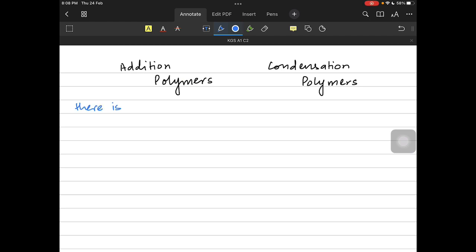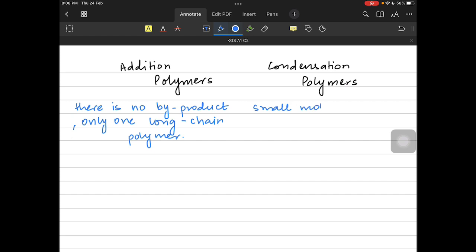In the case of addition polymers, there is no byproduct. So there is no byproduct, just one long chain polymer. Because when addition reaction happens between the carbon-carbon double bond, there is nothing released out of it. But in the case of condensation polymers, small molecules like water, like HCl, are eliminated each time a reaction happens between the functional groups. So H and OH are eliminated every time.